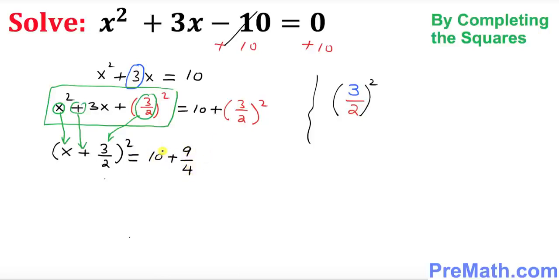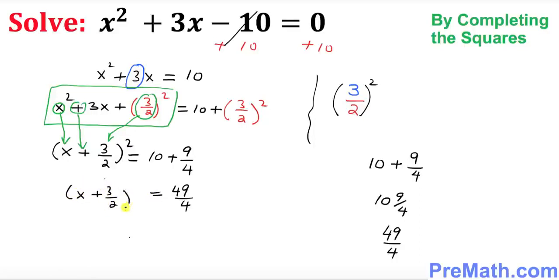Now let me show you how to add these two numbers. I want you to put down 10, which is a whole number, plus 9 over 4, which is a fraction. When you have a whole number and a fraction, you can merge them as a mixed number. This becomes 10 and 9 fourths, and then you know how to put it in a fraction: 4 times 10 is 40 plus 9, 49 over 4. So this becomes 49 over 4 on this side, and this is x plus 3 over 2, squared.